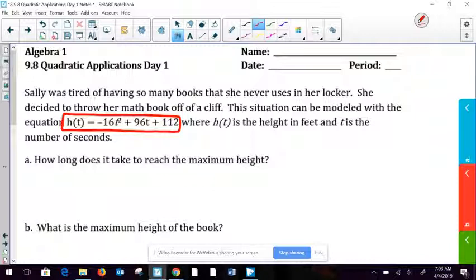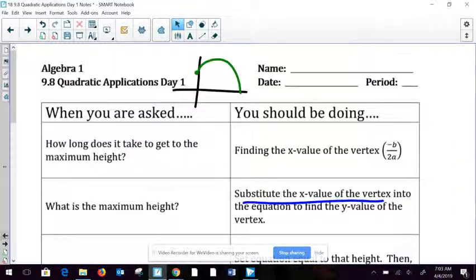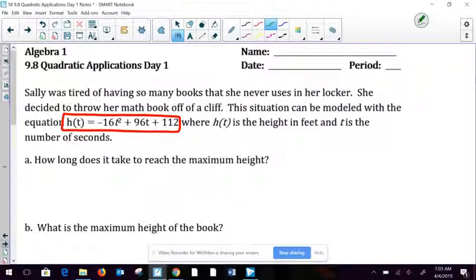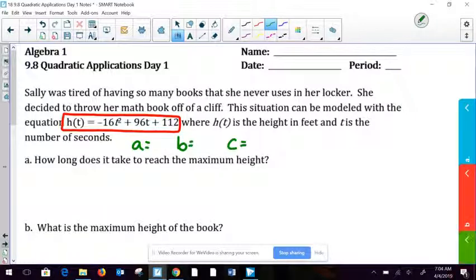If you go back to that little chart on the front page, it says, how long does it take to get to the maximum height? So that means that we will be finding the x value of the vertex. This is where you want to go ahead and identify your a's, b's, and c's to start with. So what is a equal to in my equation? Good job, negative 16. B is equal to, great, 96. And c is, awesome job, 112.